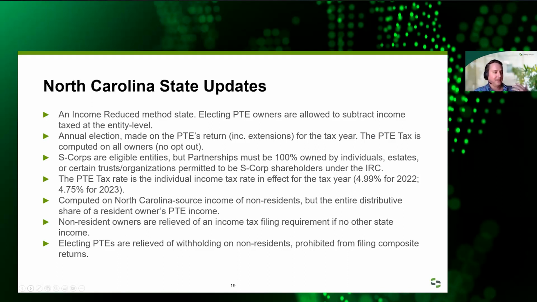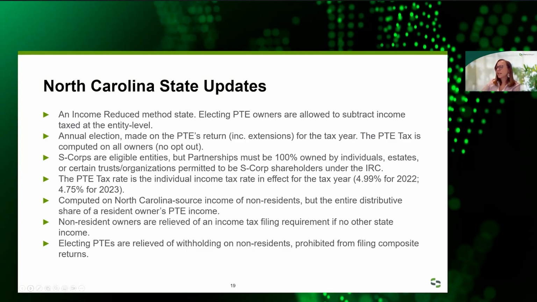North Carolina is going to relieve non-residents of any further filing requirement. And North Carolina never allowed partnerships to file composite returns to begin with. They did for S corps, but either way, if you elect, you're just not going to file a composite because you don't really need to.